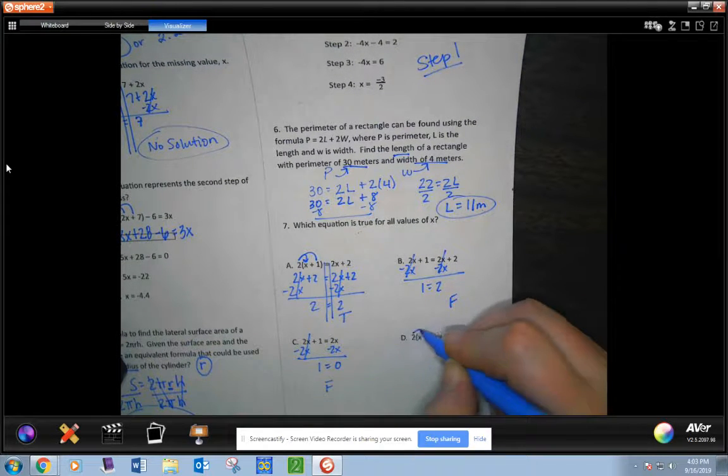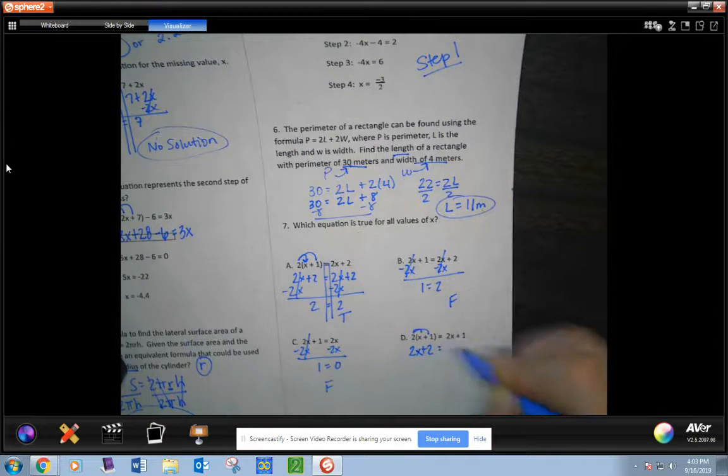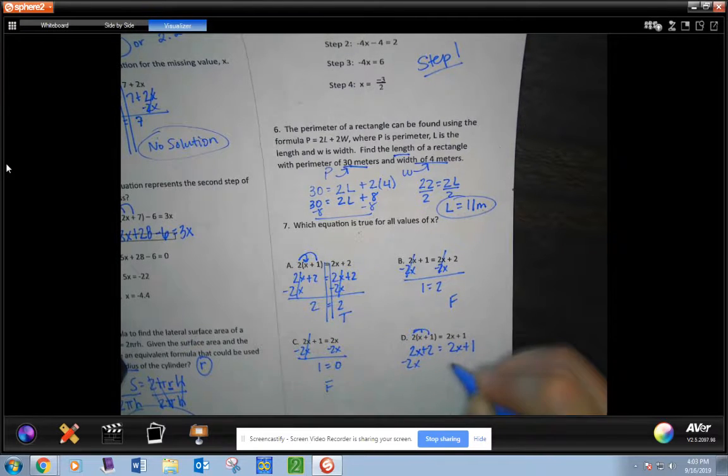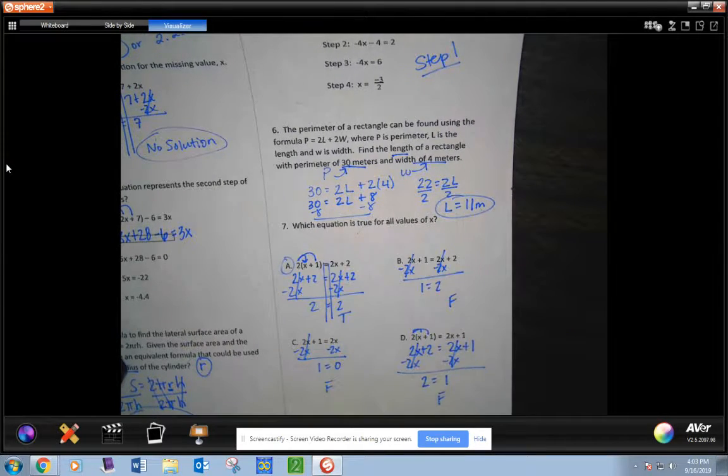When I distribute on this side, I get 2x plus 2. Over here stays 2x plus 1. I now move my smaller variable, but since they're the same, 2x minus 2x cancels, and I'm left with 2 equals 1, which gives me a false statement. So the only true statement is A.